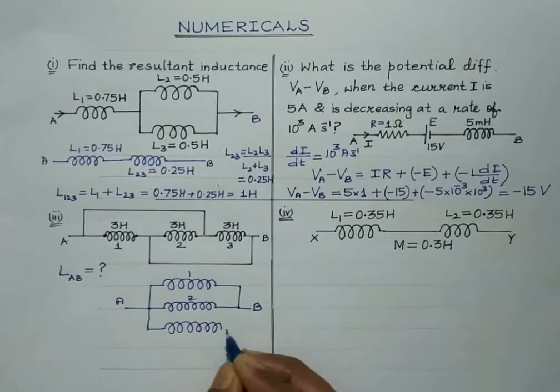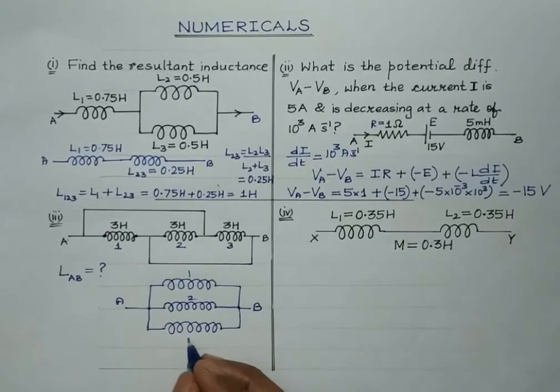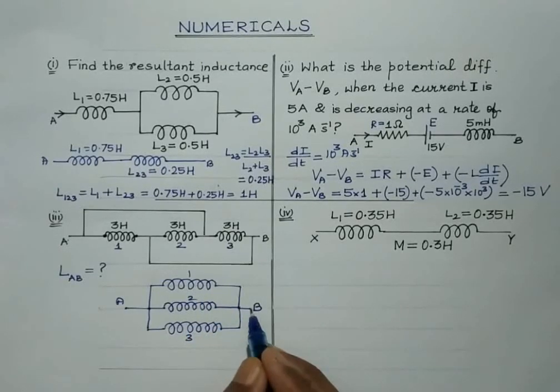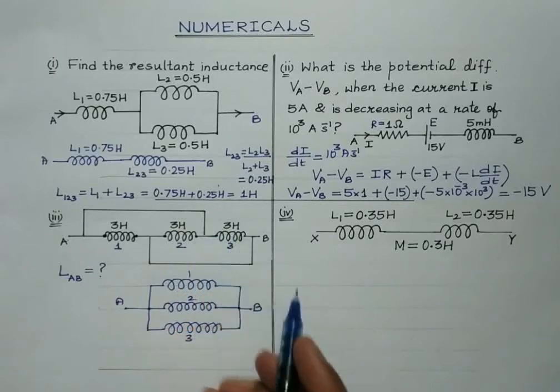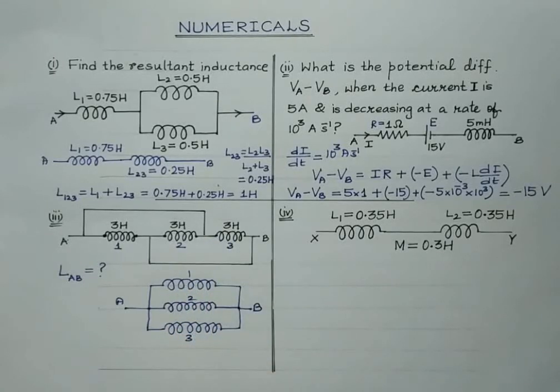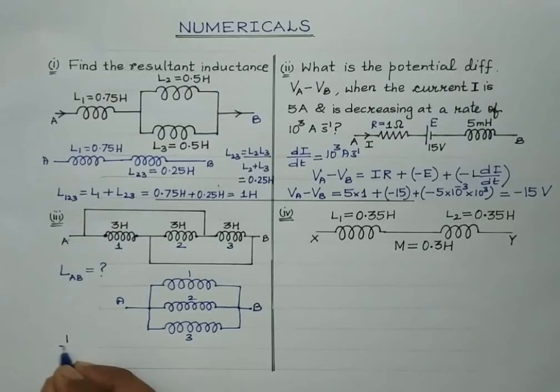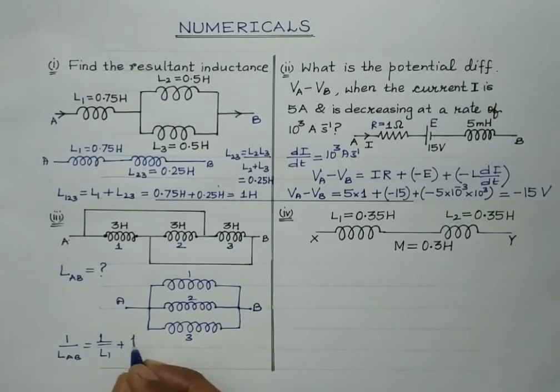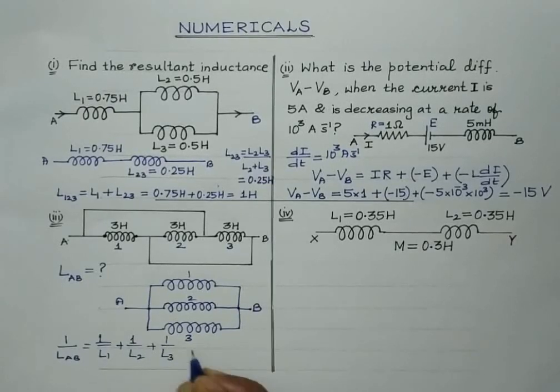So actually, all the three inductors 1, 2 and 3 are connected between the same 2 points A and B. So definitely it is the parallel grouping of these three inductors, right? So in parallel we are aware of this formula. 1 by LAB would be equal to 1 by L1 plus 1 by L2 plus 1 by L3.